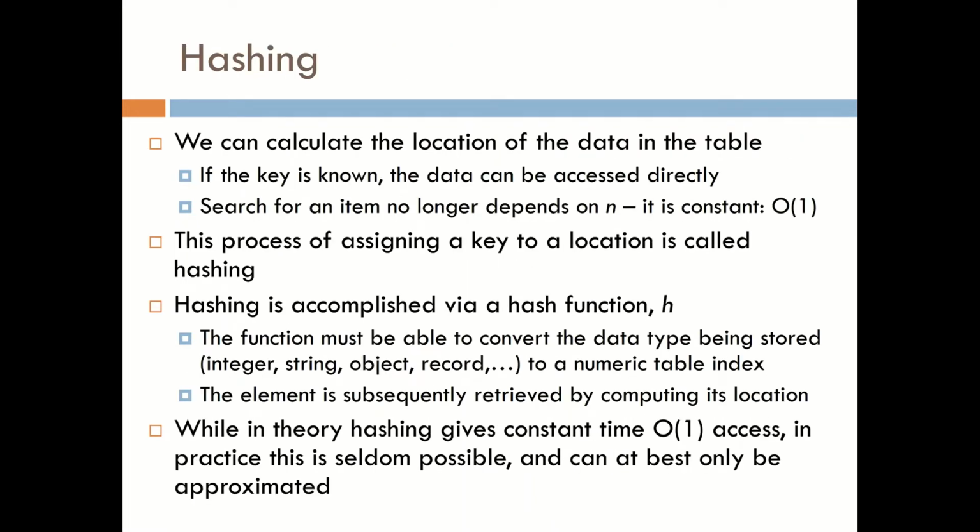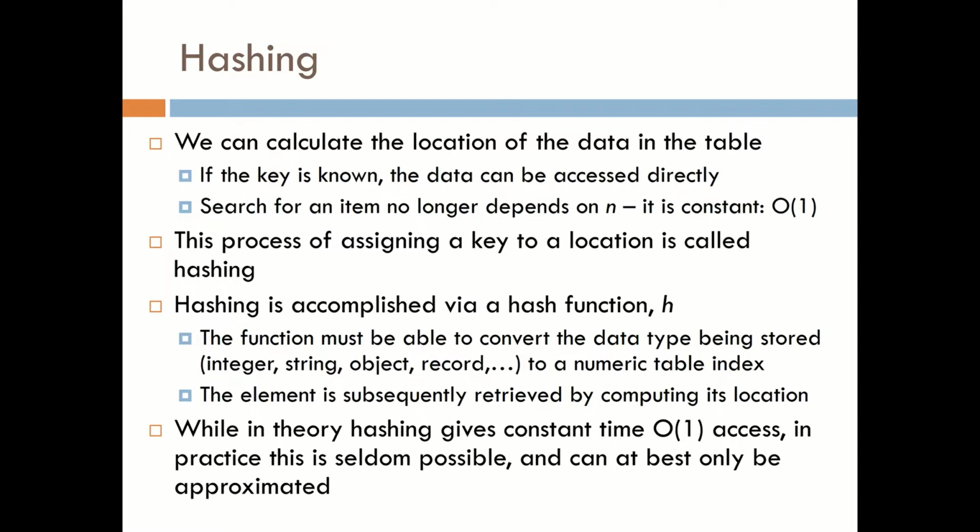Hashing is that method. So with hashing, we can calculate the location of a particular piece of data directly. So if we know what is known as the key, and I'll talk about that a little bit more, we can apply a hash function to the key, and it can tell us exactly where that data is, and we no longer have to search through individual items.